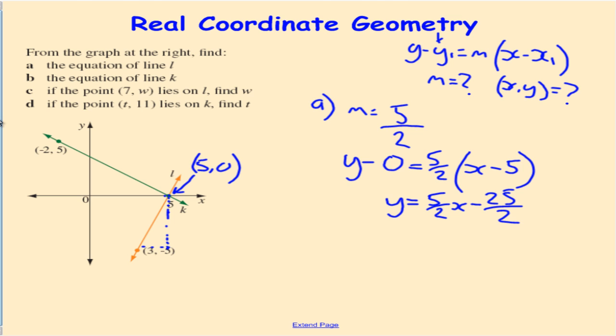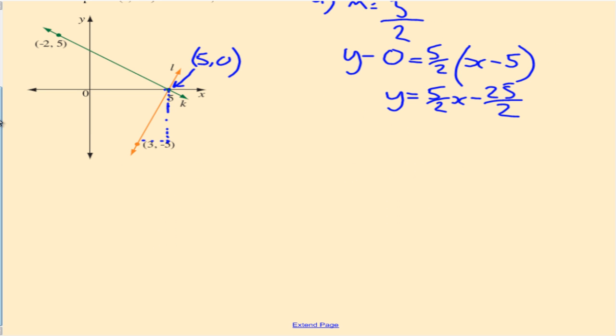Okay, moving on to part B, we need to find the equation of the line K, which is our green one. So we have the same point over here being used, and we have a new one of -2, 5. So here is our B. We need a gradient. Now, this line K, it goes from 5 and it drops all the way down to 0. So it has a rise of -5. And it goes from -2 all the way to 5, so it has a run of 7. So the gradient is going to be -5 divided by 7.